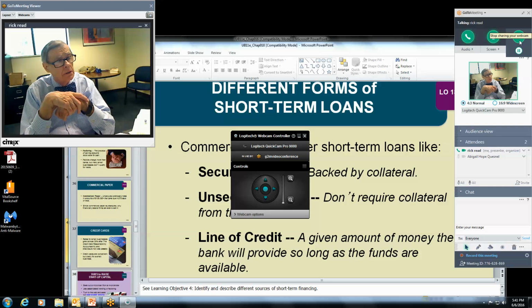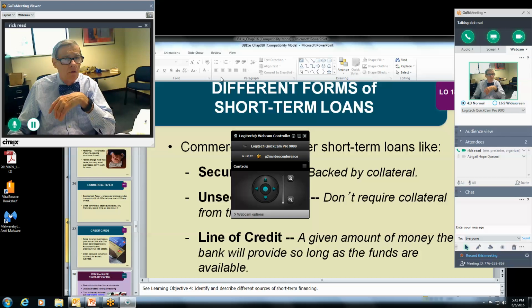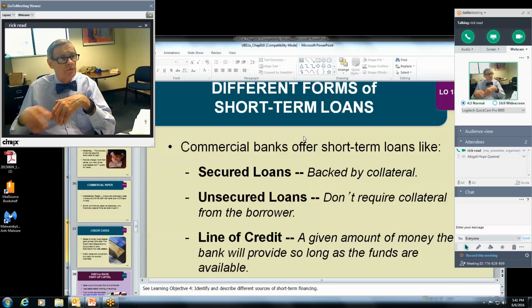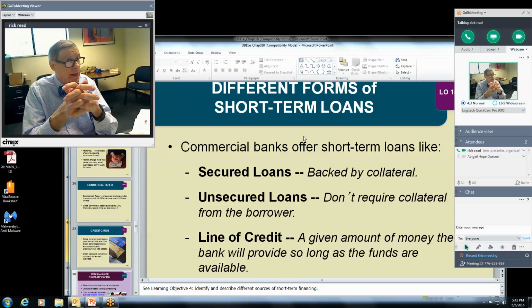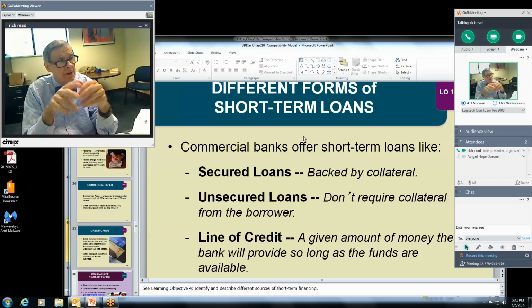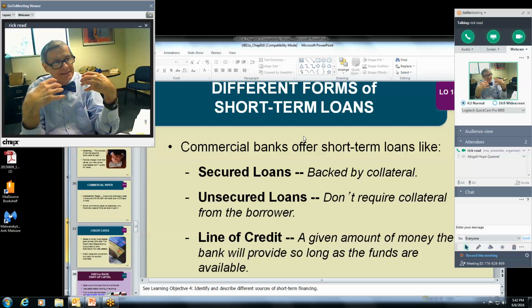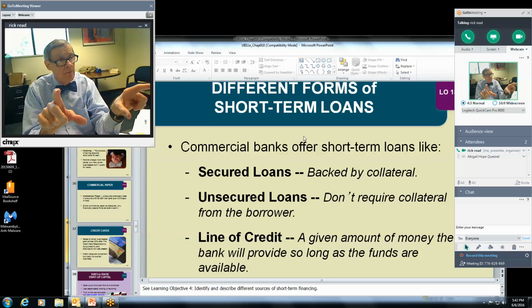Unsecured loans don't require collateral, and they're probably difficult to get, and they're based usually on somebody's good name or the fact that he or she has a good business or something of that nature. They're not just given because of the way you part your hair. You have to have something, not necessarily property that you're putting up, but something that says this lender knows that you're good for it and you'll pay the money back.